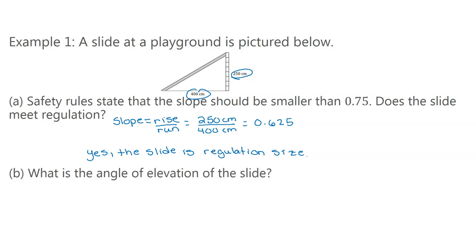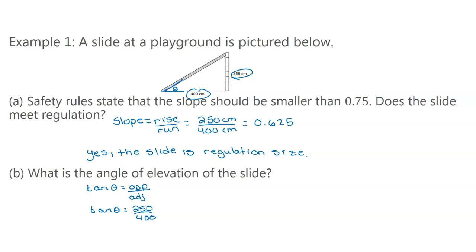Now for B, what is the angle of elevation? What's the angle formed between the horizontal and the line above the horizontal? So this angle here. So tan of theta is opposite over adjacent. And we just learned too that tan of theta is the same as the slope, which is 250 over 400.